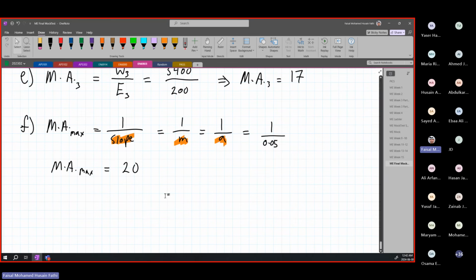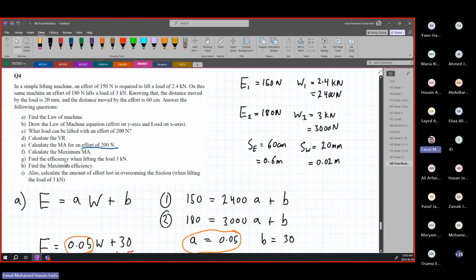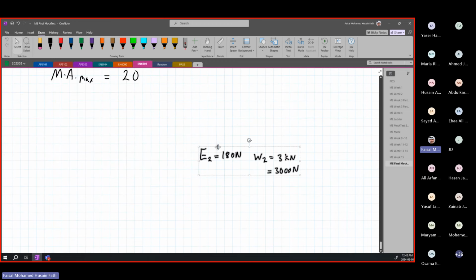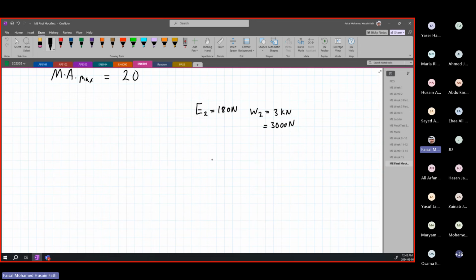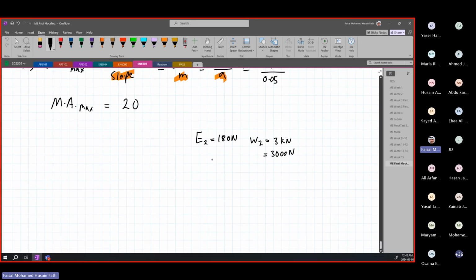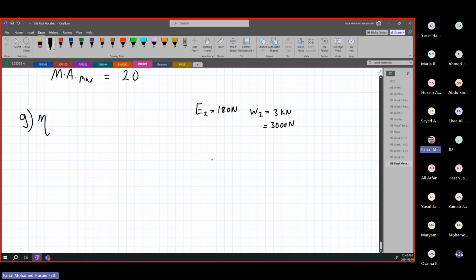Now let's look at the next part, part G. It says find the efficiency when lifting the 3 kilonewton load, which is this load over here. This is the 3 kilonewton or 3000 newton load. So they want us to find efficiency for this case. We know that efficiency is equal to mechanical advantage over velocity ratio. Velocity ratio will not change, it's equal to 30 that we found earlier, but the mechanical advantage will depend on your load.